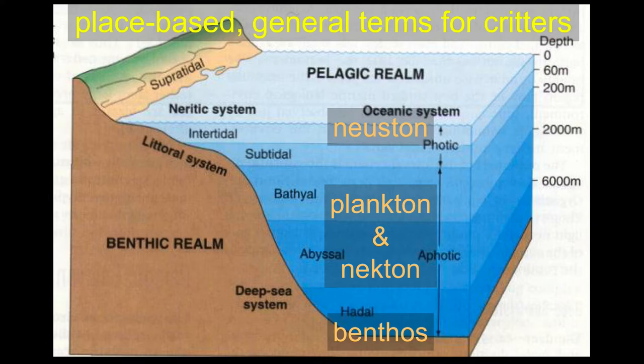So this doesn't have anything to do with their taxonomic organization, right? This is place-based terminology. So neuston, critters living right up near the surface, either exactly on the surface, something like a Portuguese man of war that's literally floating with part of its body in the air and part of its body in the water, or just an organism that lives very, very close to the skin of the ocean.